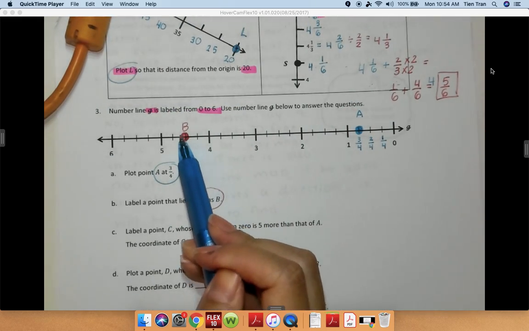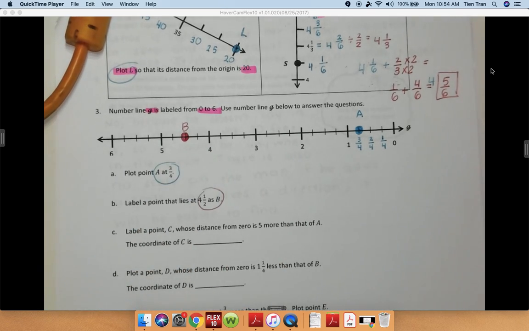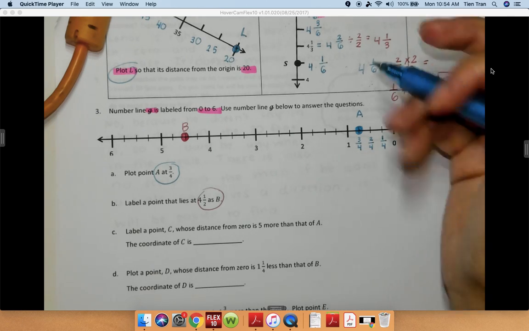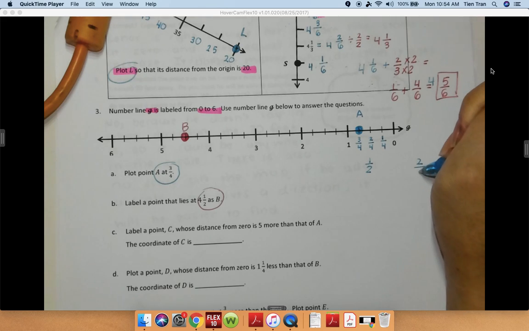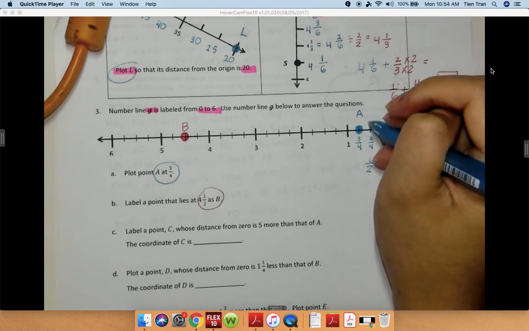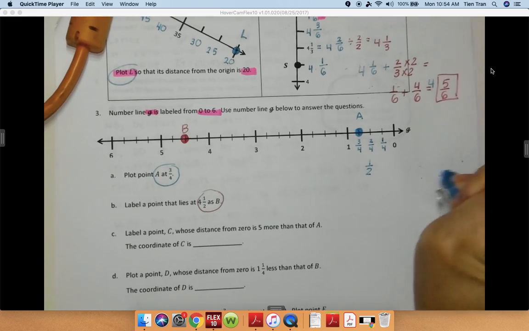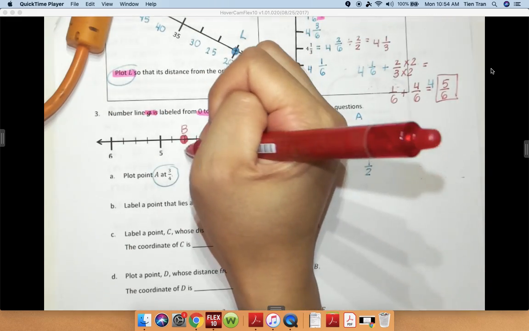How do I know? It's right in the middle in between 4 and 5, which is the half point, okay? Because 2/4 is also equal to 1/2. Why is that? Because when I divide 2/4 by 2 over 2, they're equivalent to each other. So 2 divided by 2 is 1, 4 divided by 2 is 2, so that is also called my half point, okay? So I'm going to put 1/2 right there for you too.